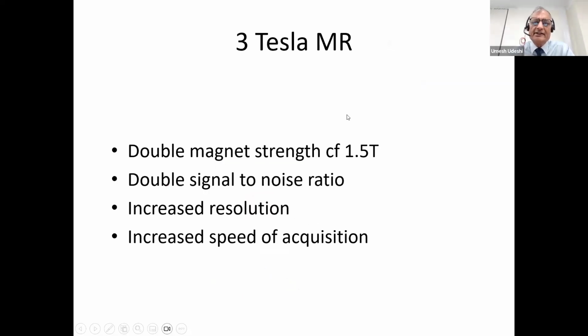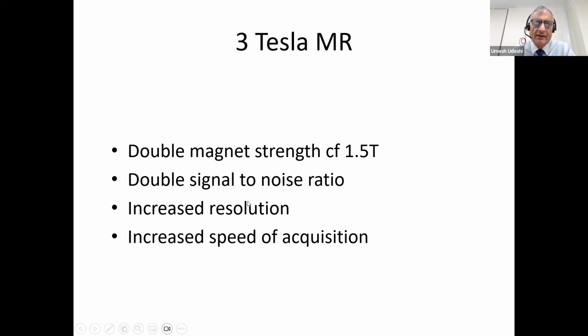Just to mention 3 Tesla MRI. So most of the MRI scanners in this country are 1.5 Tesla. A 3 Tesla MR, we have one here at Cobalt, and the bigger hospital centers might have them too. It's double the magnet strength of a 1.5, which means double signal to noise ratio, better resolution, and increased speed.